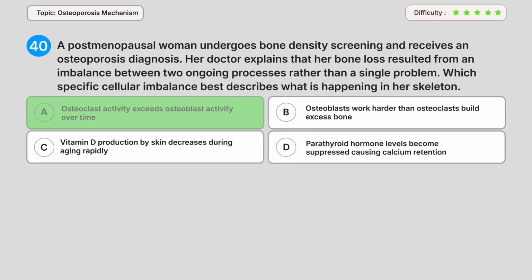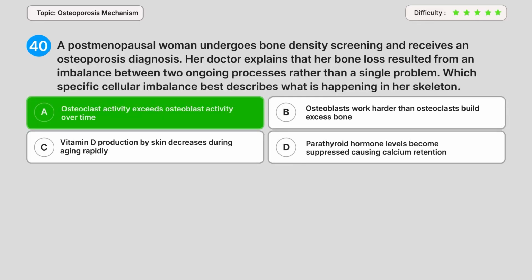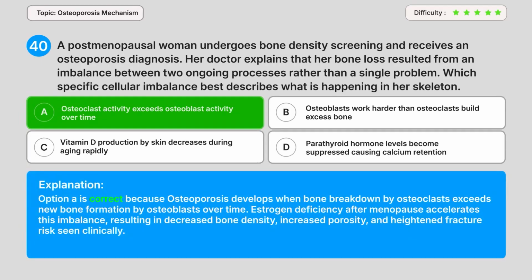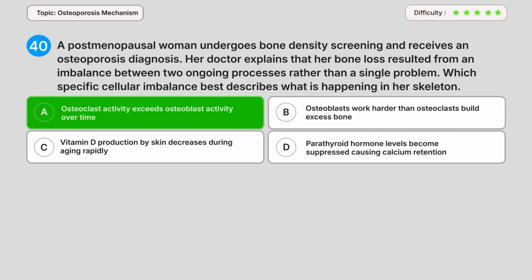Correct answer, A. Osteoclast activity exceeds osteoblast activity over time. Osteoporosis develops when bone breakdown by osteoclasts exceeds new bone formation by osteoblasts over time. Estrogen deficiency after menopause accelerates this imbalance, resulting in decreased bone density, increased porosity, and heightened fracture risk seen clinically.